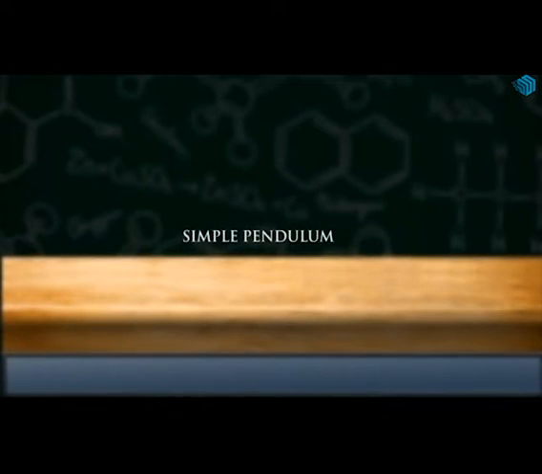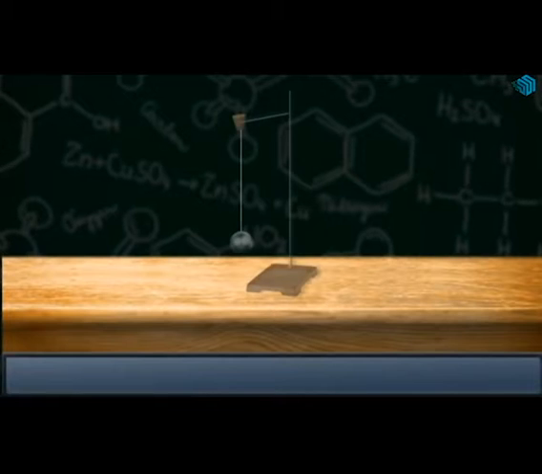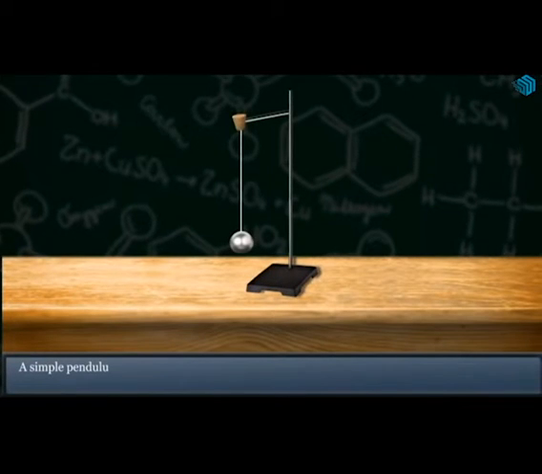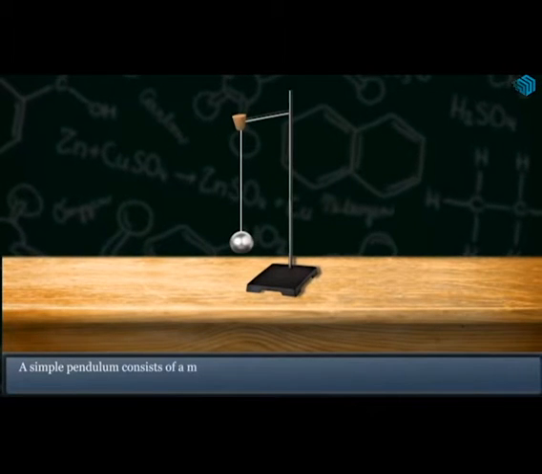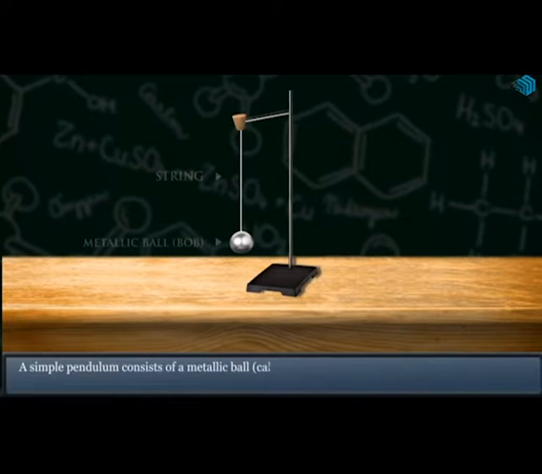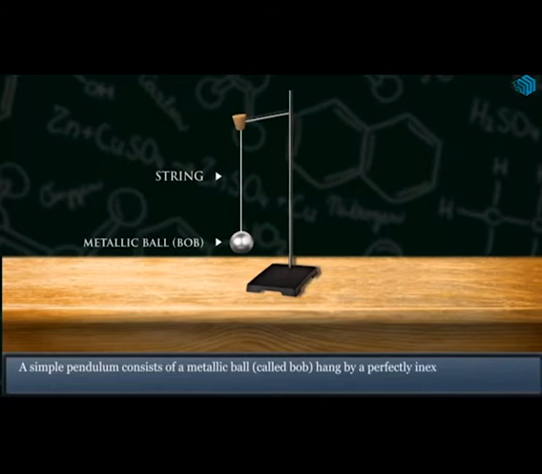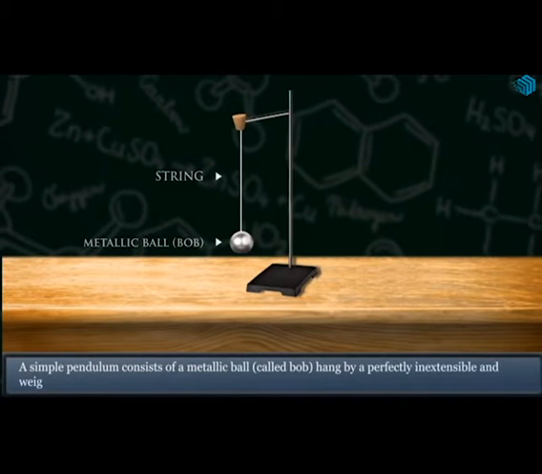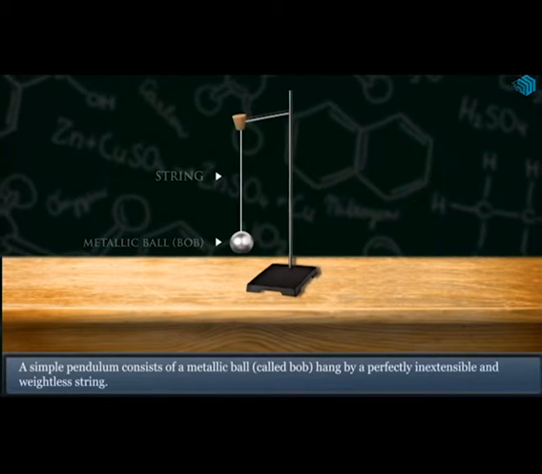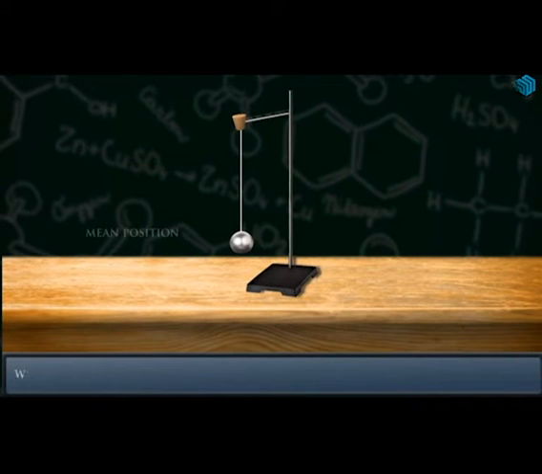Good morning, students. Today we are going to deal with the topic simple pendulum. A simple pendulum is a device which contains a heavy point mass called bob suspended from a rigid support by an inextensible and massless string. Its effective length is taken from the point of suspension to the center of the bob.